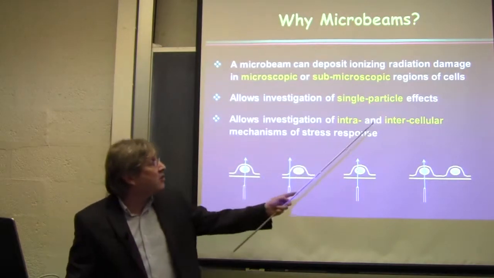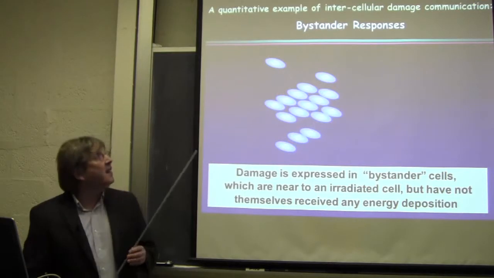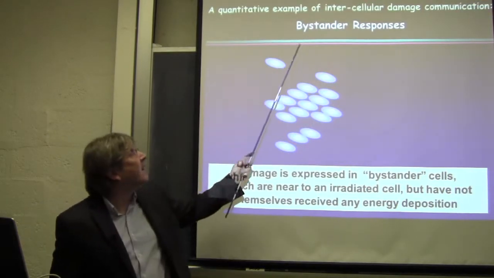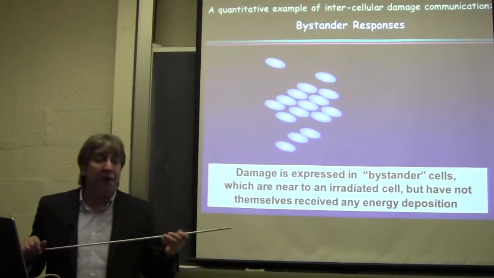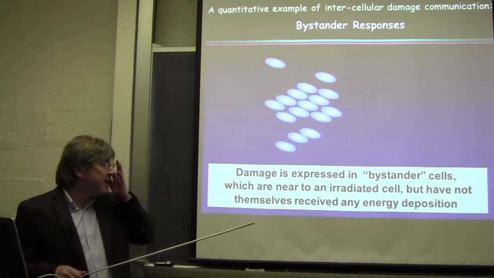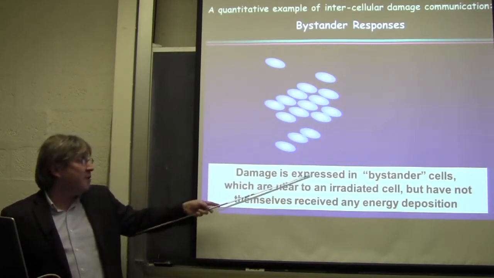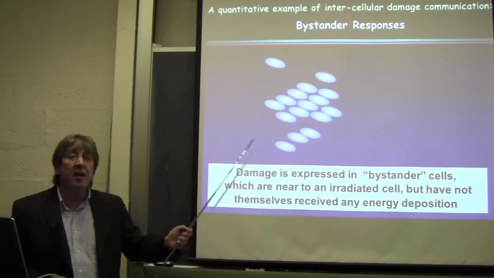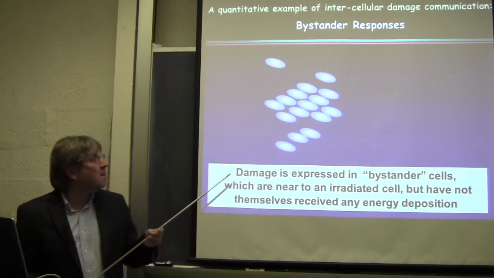And again, let's look at intercellular responses. And the classic example then is the so-called bystander effect, bystander response. And I'm sure most of you have come across what the bystander effect is. But the general idea is that damage is expressed in cells which are near to an irradiated cell, but they themselves have not actually received any energy deposition.